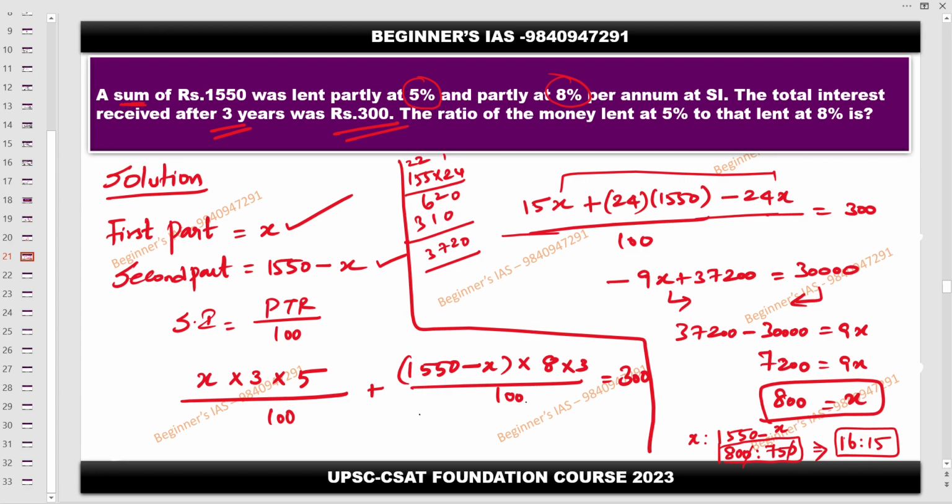First part we have done with the X rupees. So this is the total sum of the principal. This 1550 only splitted as first part and second part. Understood? Anybody having a doubt? Clear means we will move on with the next problem.